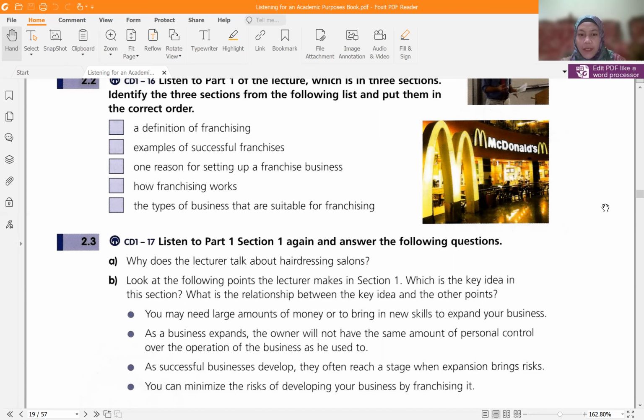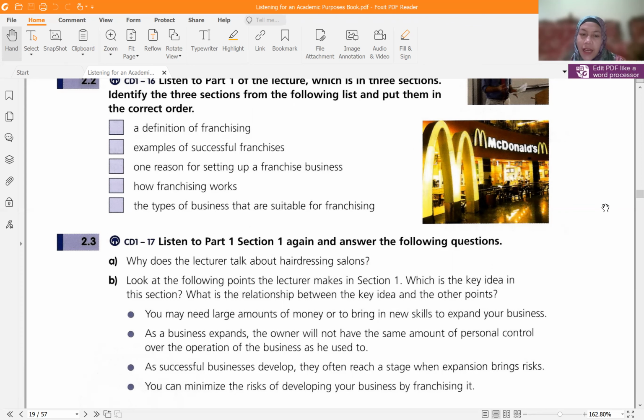Okay, so we have listened again to section 1 of the lecture, and now we can answer the following questions. Why does the lecturer talk about hairdressing salons? You can write down the answer on your paper. And the next one: which is the key idea in this section? What is the relationship between the key idea and the other points?